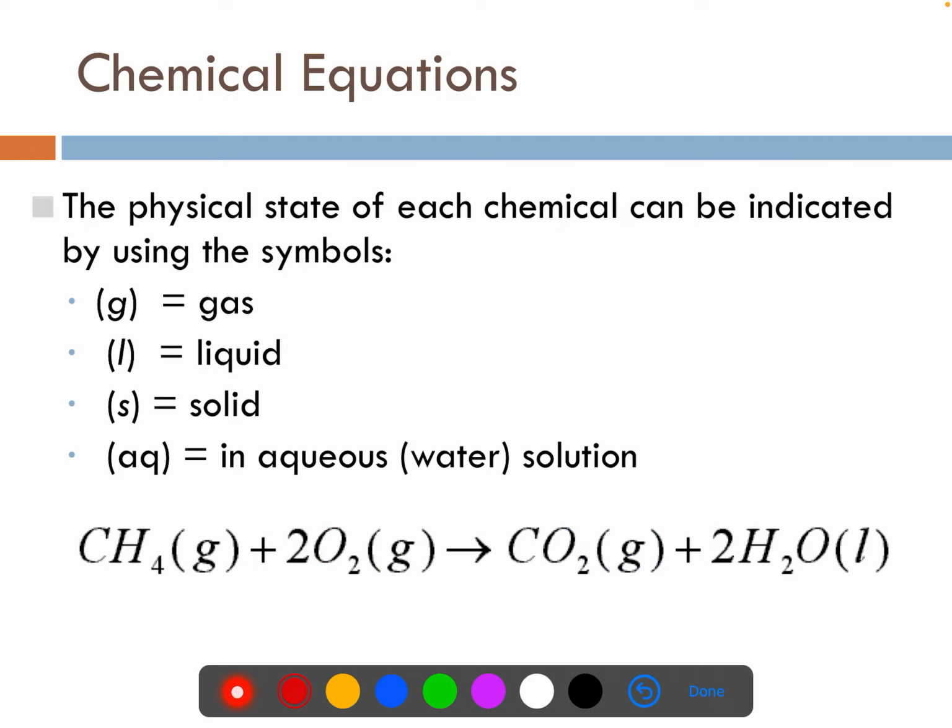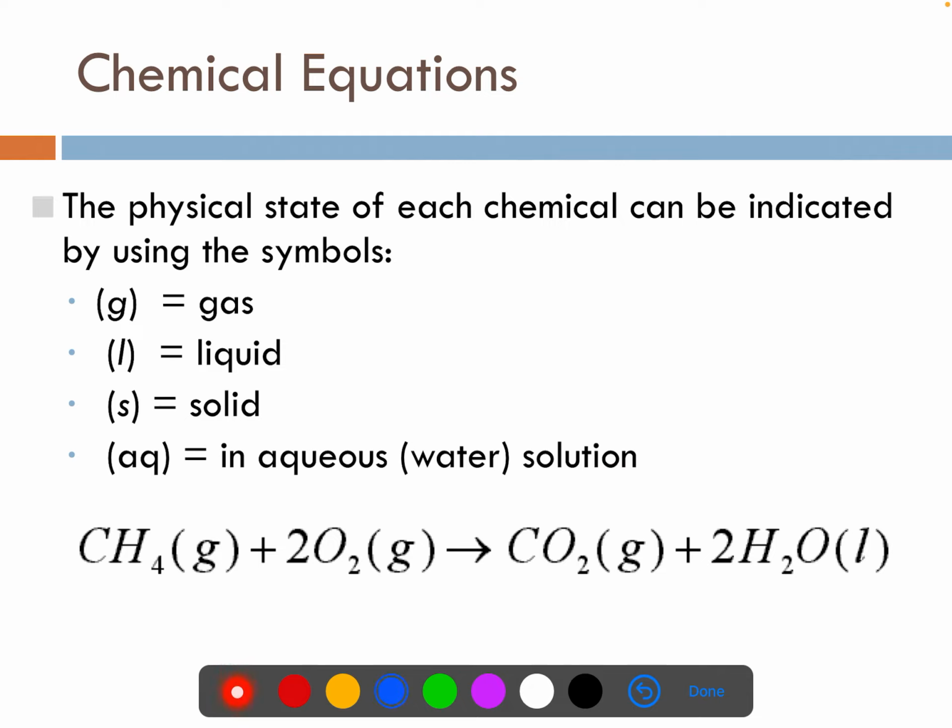Also, in a chemical equation, you may find the states of matter. The first three are familiar to us: solid, liquid, and gas. So in this equation, I can see I have gaseous methane reacts with gaseous oxygen to form gaseous CO2 and liquid water. Sometimes you will also see something with an AQ. This is called aqueous, or a water solution.